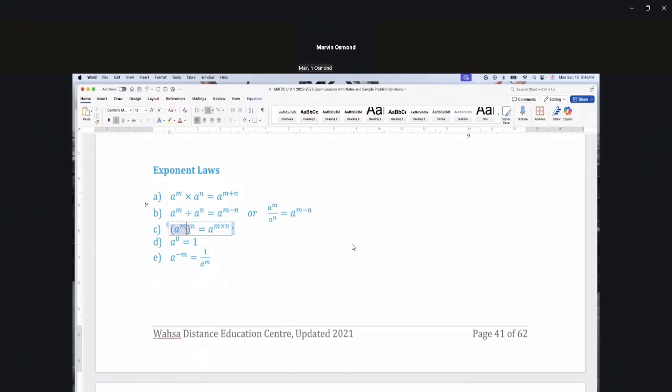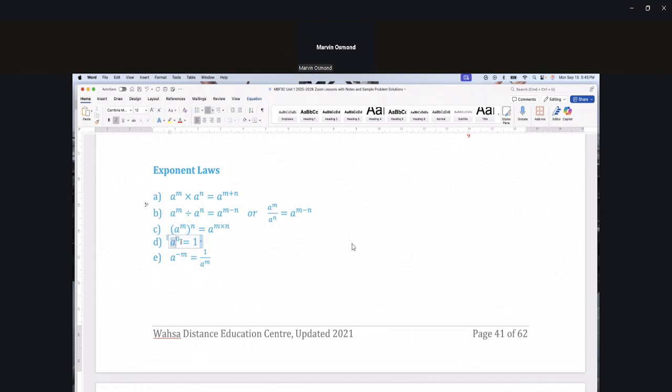The third law says when we have a power to a power, we multiply the exponents. So a to the power m, to the power of n, is equal to a to the power m times n. In a little while, once we've gone through all of the laws, I'm going to do some examples to show why this is true. You'll see very clearly that this makes sense.